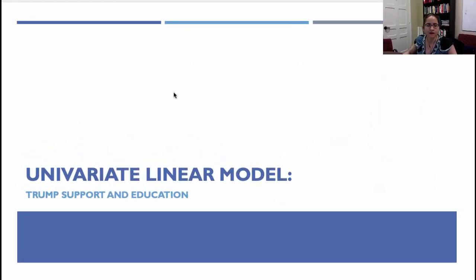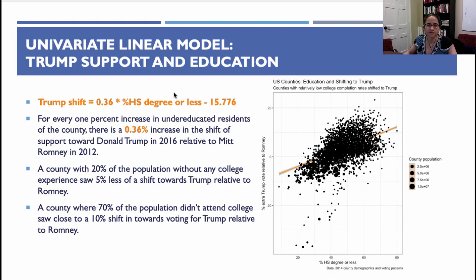So this next section is looking at the univariate linear model for Trump support and education, and this is just going to be a refresher on what a univariate model says. So you've seen this model before. We're saying that Trump's shift can be estimated using the line 0.36 times percent high school degree or less minus 15.776. And that defines this orange line.